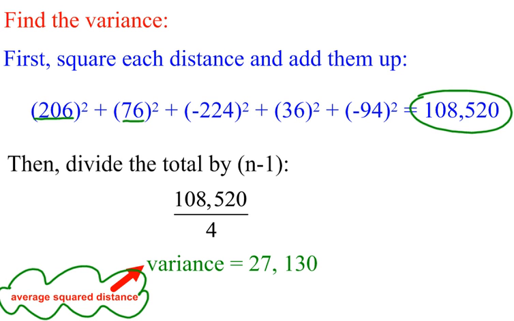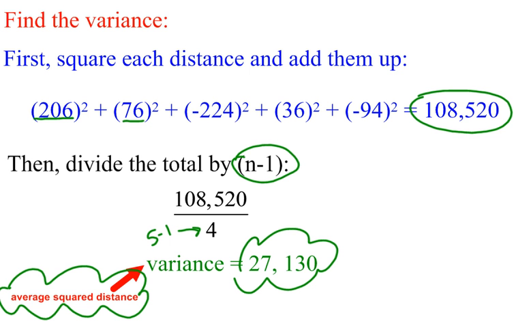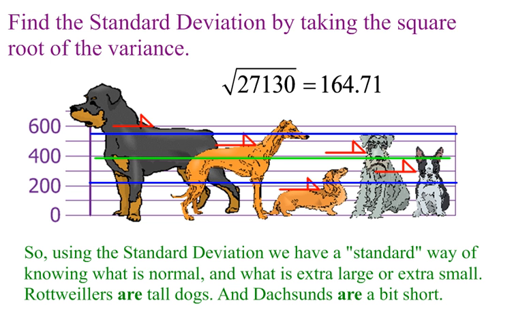Then we divide by the total number minus 1. So n minus 1 is the total. There are 5 dogs, so 5 minus 1, that's where they got that 4. When they did that, this is the variance. So that's the average squared distance. What we're going to look for is the standard deviation. After you find the variance, and you don't have to write all this down, I'm sorry, I should have mentioned that, this is just kind of talking through it, you find the standard deviation. So you take the square root of the variance. So the average distance, one standard deviation away, is 164.71.